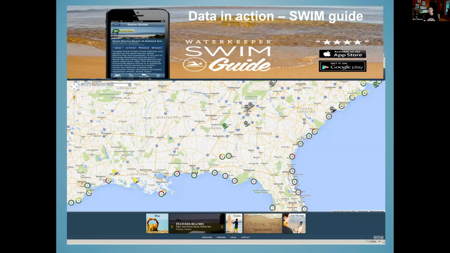Another example of data action: there are some volunteer groups that do water quality bacteria data collection, and it's utilized for something called the Swim Guide. That's for swimming beaches.